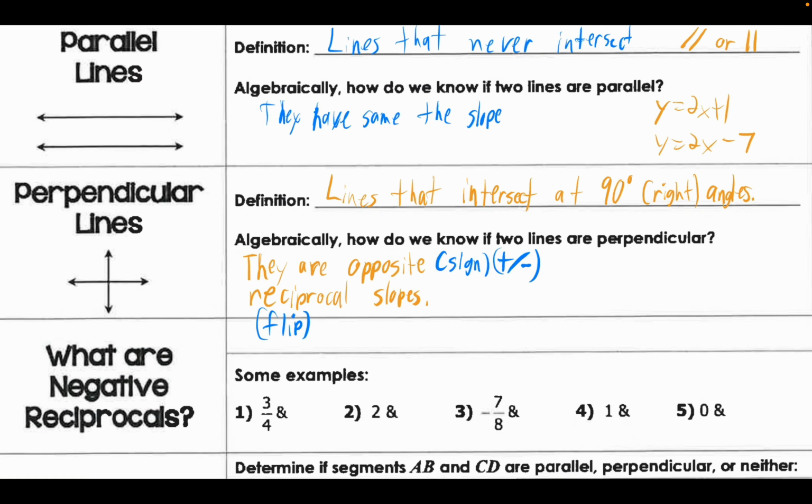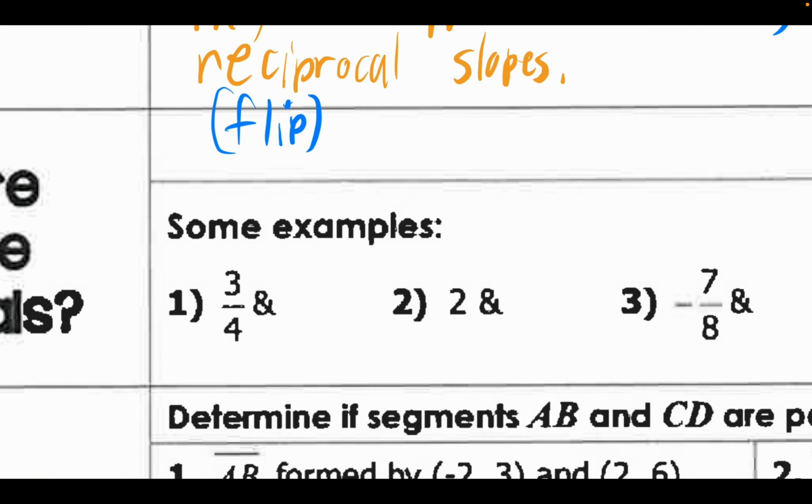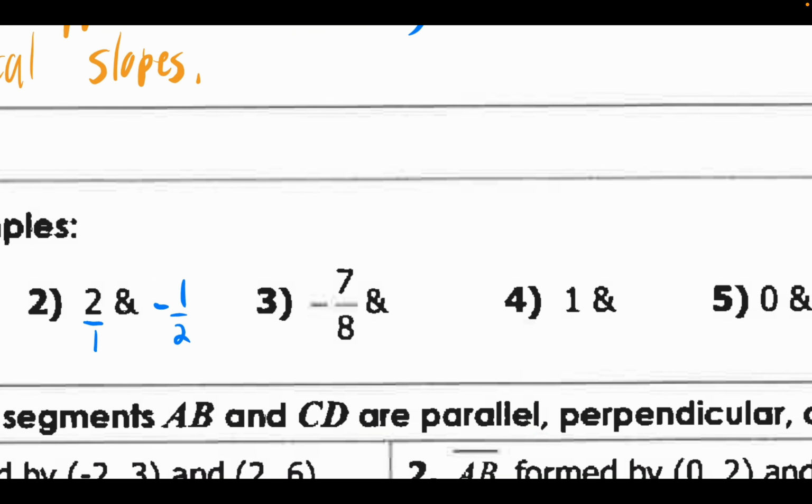So some examples, let's find the opposite reciprocal of each of these. So 3/4, the opposite reciprocal would be negative, since the first one is positive, and it would be 4/3. So we do the opposite and the reciprocal. For number 2, we have to first establish that 2 is secretly 2 divided by 1, so thus the opposite reciprocal is negative 1/2. Number 3 here starts out negative, so the opposite sign of that is positive, and it would be 8/7. The negative of a negative is positive.